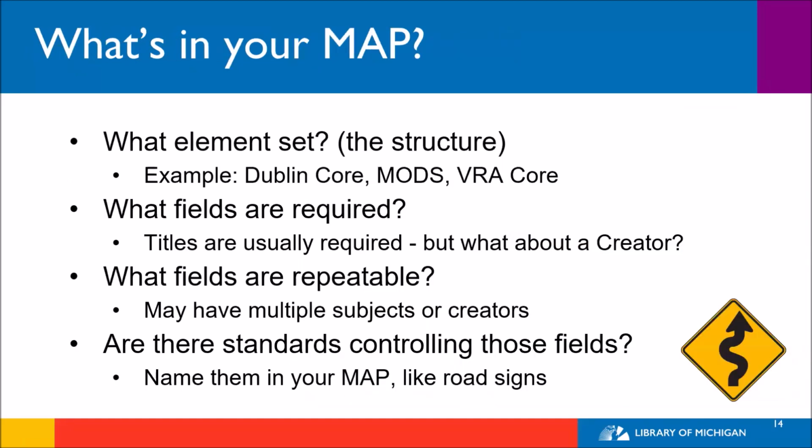So after we know the metadata structure requirements of our application, we'll next decide what other things we want in our map. The element set, the structure, will tell you which fields you'll have access to, but you'll want to think about which of those fields are required, like a title. Everything should have a title. And which fields are repeatable, like subjects. And in your map, you can assign certain rules to those fields too, like a particular metadata standard, which will guide what information goes into that field.